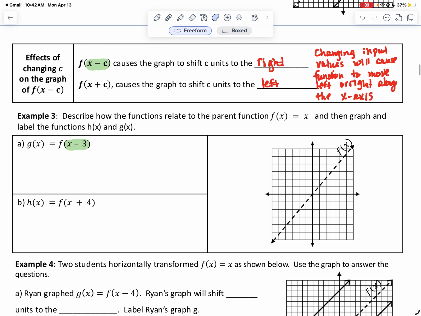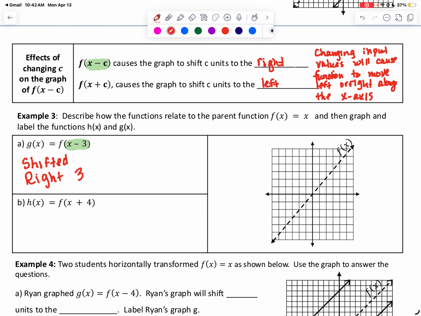And according to our chart up above, f of x minus c will cause the graph to move to the right 3 units. So this will be shifted to the right 3.